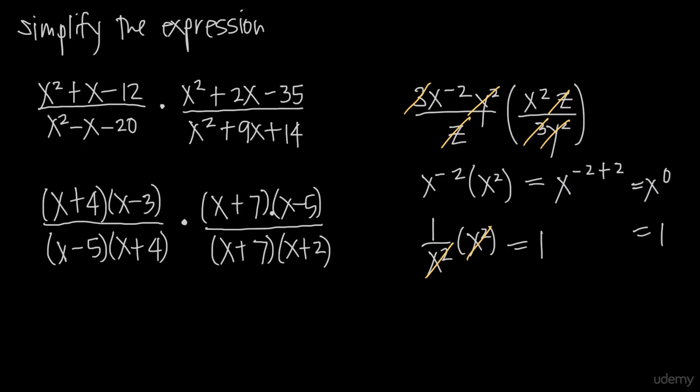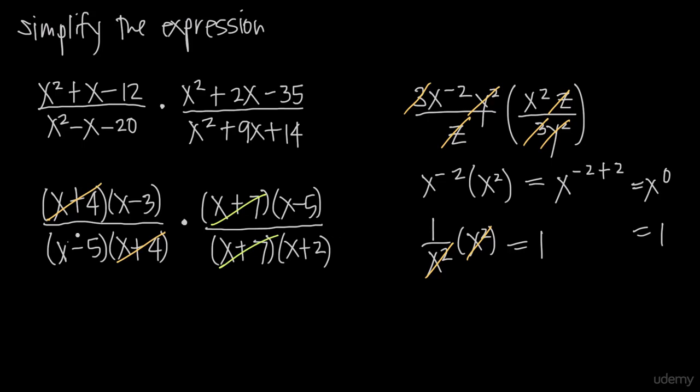So now let's see what we can cancel from our fractions. If I look within each fraction, I have x plus 4 over x plus 4, so I know I can cancel those two. I can't cancel x minus 3 with x minus 5, so let's look at the second fraction here. I have x plus 7 over x plus 7, so I know I can cancel those two. I can't cancel x minus 5 with x plus 2.